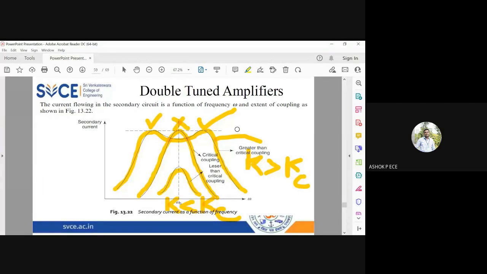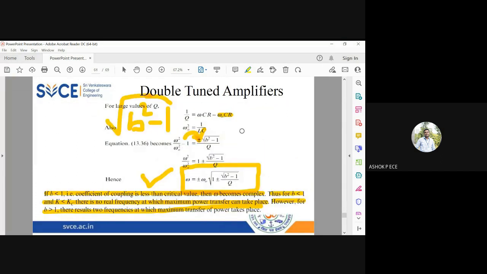When the critical coupling coefficient is very high, it is found in graphs that you get two frequencies where you get maximum power transfer. That is what we have mathematically derived. The two frequencies are omega equal to plus or minus omega naught into this expression, and everything depends on B. B is the factor that determines how much your coefficient of coupling is more than your critical coupling coefficient Kc. So K is equal to B into Kc.